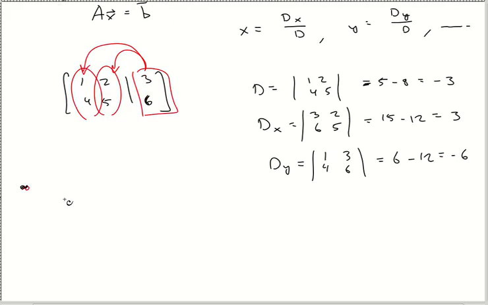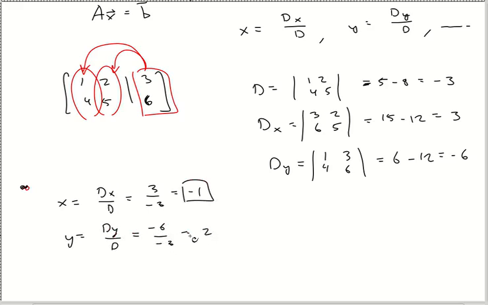All I do now is simply say my x is equal to dx over d. So I got 3 over a negative 3, which is negative 1. And my y is dy over d. I got negative 6 over a negative 3 equals a positive 2. And those are the answers. If you remember back from Chapter 2, we did RREF of this thing before, and we got those answers very, very simple.